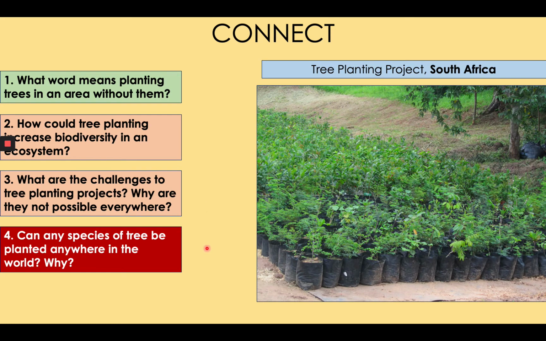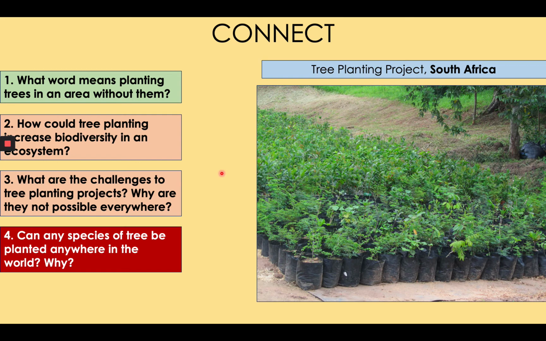4. Can any species of tree be planted anywhere in the world? And why? You should have said that the answer to that question is no, and here's why. It's because the climates and the environments in different places around the world are different, so that some tree species will not survive in environments to which they are not adapted. So you can't plant the same type of tree in any place in the world to restore an ecosystem.